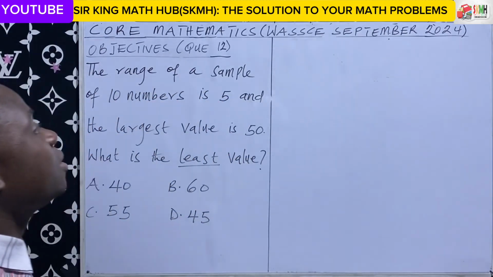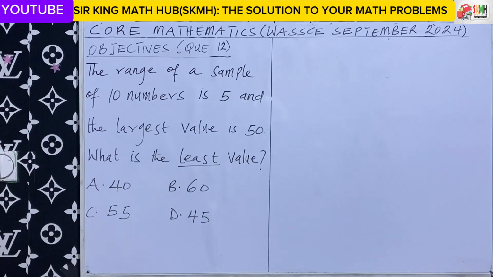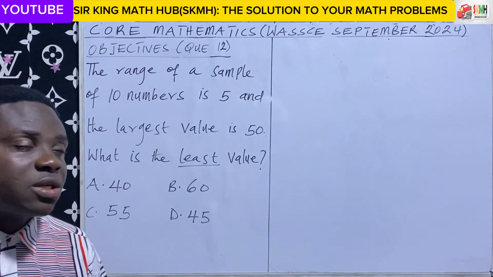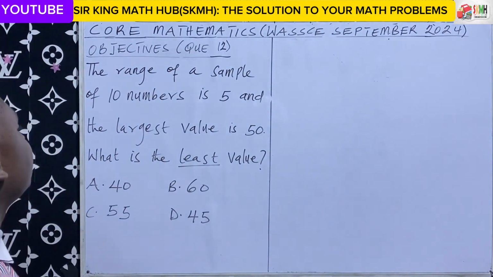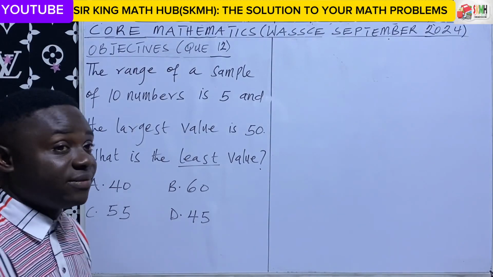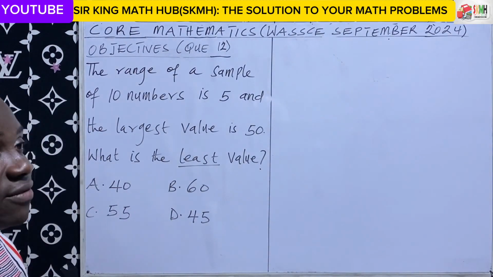Core Mathematics, WASSCE September 2024. Objective question number 12. The range of a sample of 10 numbers is 5, and the largest value is 50. What is the least value?